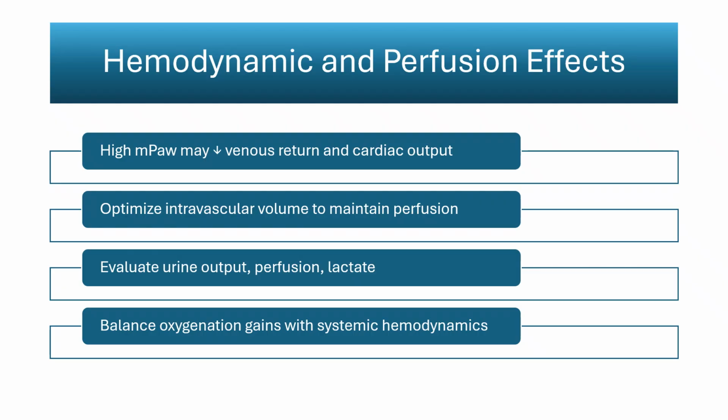Systemic perfusion should be monitored continuously through blood pressure, urine output, and lactate trends. Any decline following pressure adjustment should be treated first with volume replacement or minor pressure reduction before altering ventilator amplitude or frequency. The objective is to sustain both pulmonary and systemic circulation while maintaining the lung in its most efficient, stable configuration for gas exchange.